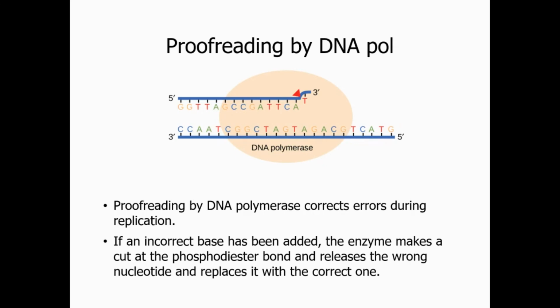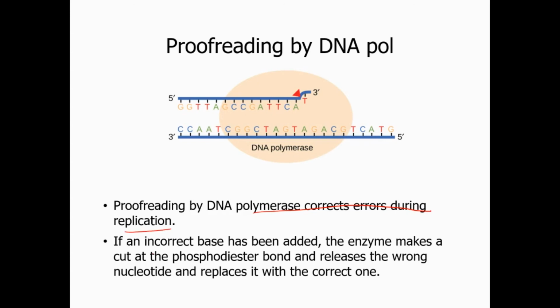So DNA polymerase will make mistakes. So to minimize the error rate, the DNA polymerase has a proofreading function. So as it synthesizes the new DNA strand, it can also proofread and make sure that it doesn't make too many mistakes. So this is the proofreading function by DNA polymerase. So here we go. It can correct the errors in replication.